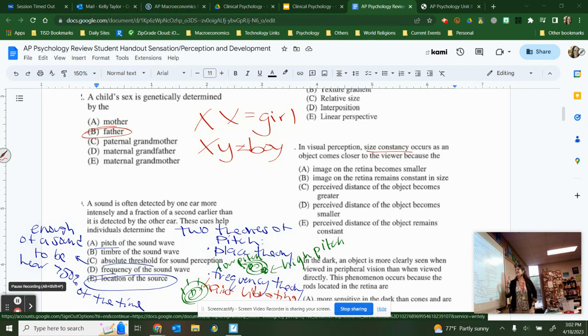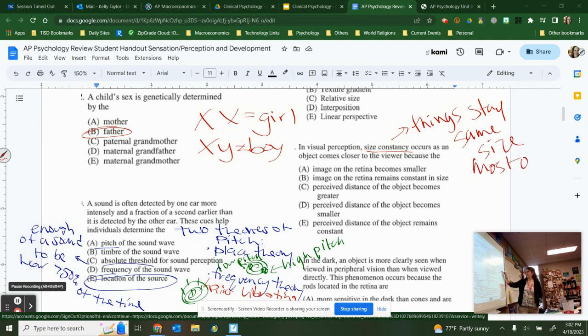Okay. We got size constancy. So what is size constancy? Things stay the same size most of the time. That is a schema that we know about the world, that things typically stay the same size. So if something is coming closer, it's not going to grow, but it's going to look like it's bigger.